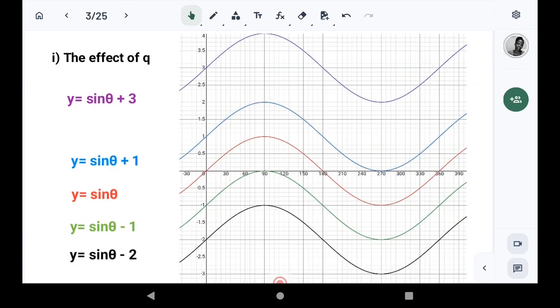Now, the effect of q on the general graph is obviously shift up and down. If q is positive, then you shift it that many units up. If q is negative, you shift it that many units down.